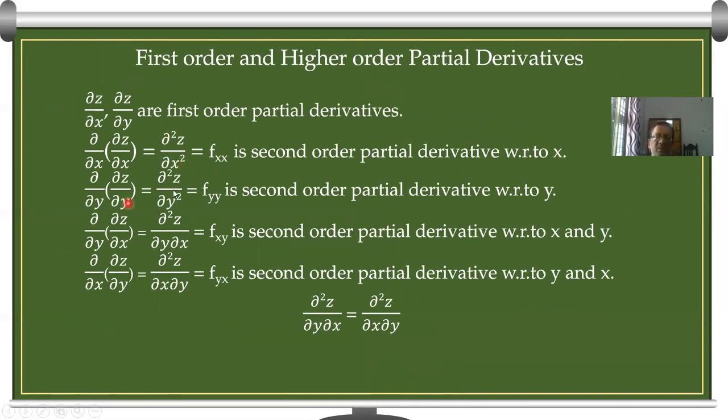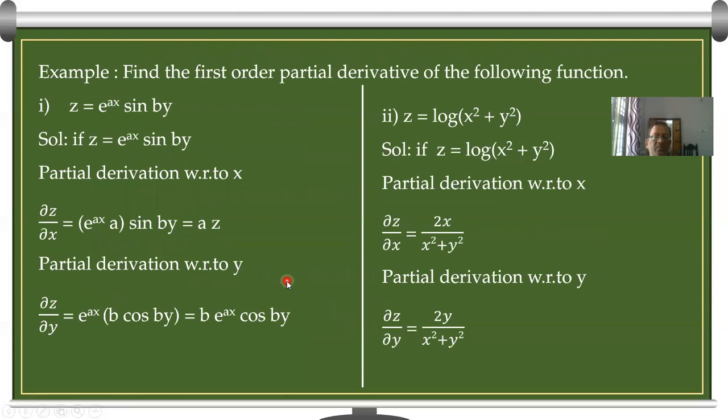∂²z/∂y² is a second order partial derivative with respect to y. ∂²z/∂y∂x is a second order partial derivative with respect to x and y. ∂²z/∂x∂y is a second order partial derivative with respect to y and x. Now here we want to calculate, for each and every problem, no?